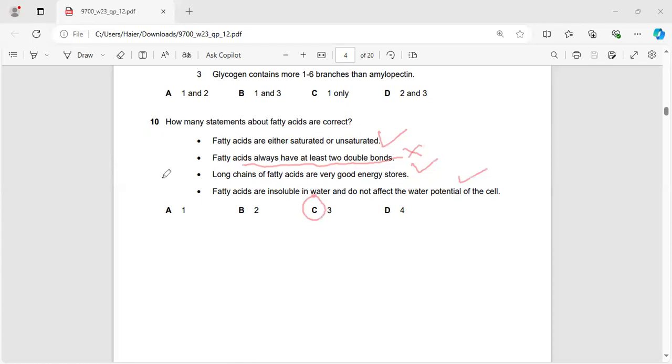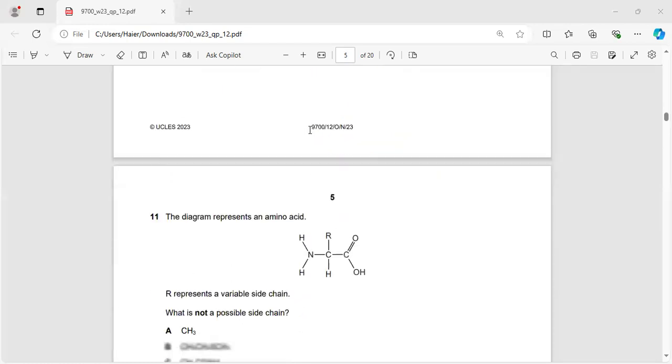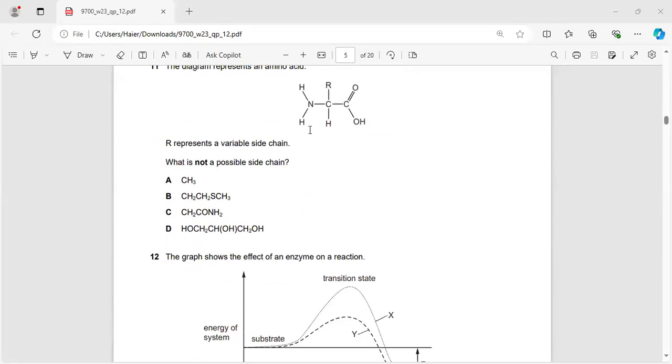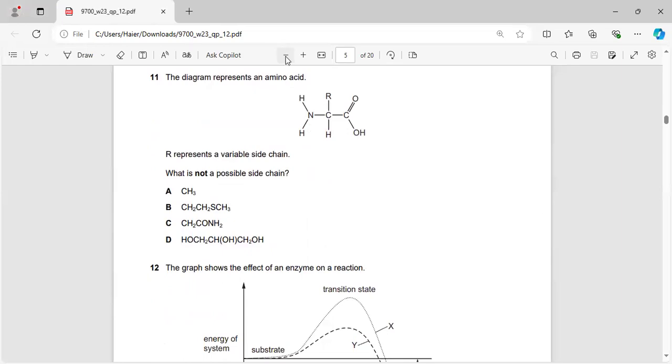Now question number 11. And question number 11 is, the diagram represents an amino acid. And you can see R represents a variable site. This is the R. What is not a possible side chain? You can see the chains: CH3, second chain B, third, and this is the longest chain, which cannot be a side chain. So it means D is the correct option in this case.